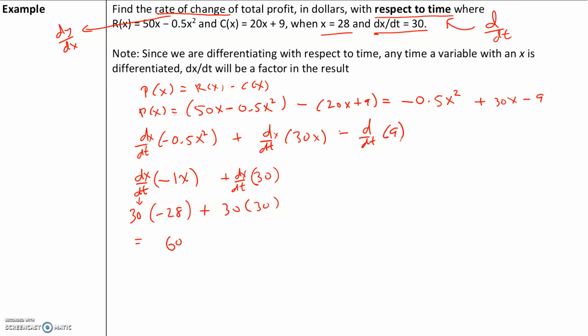So remember what we're looking for. We're looking for the rate of change of total profit. So the profit is changing with respect to time. Okay, so this is dp dt. The rate that the profit is changing with respect to time. This equals 60. So this means that the profit is increasing at a rate of $60 per day.